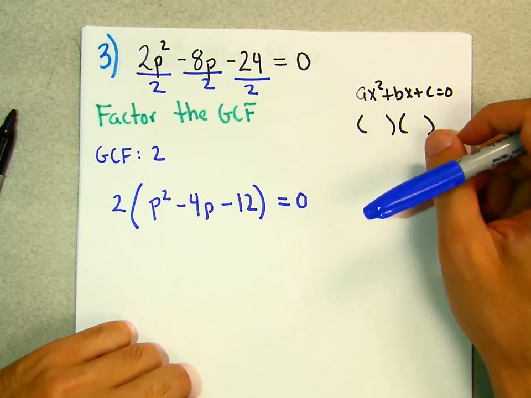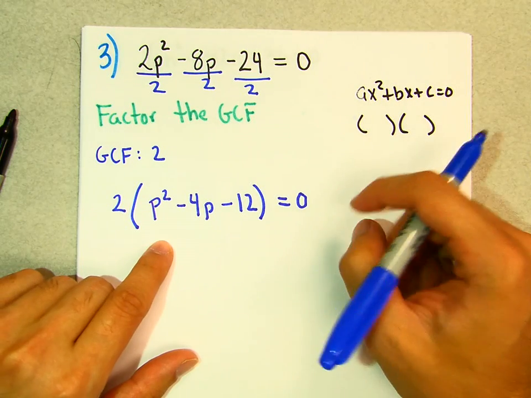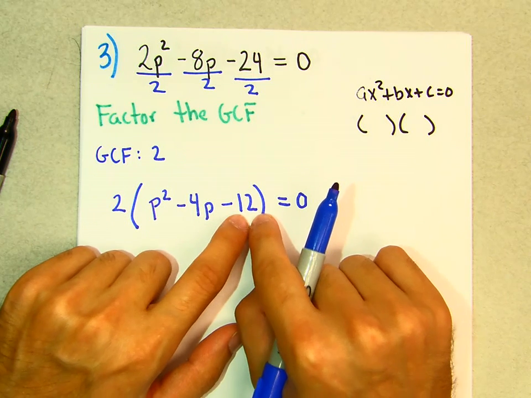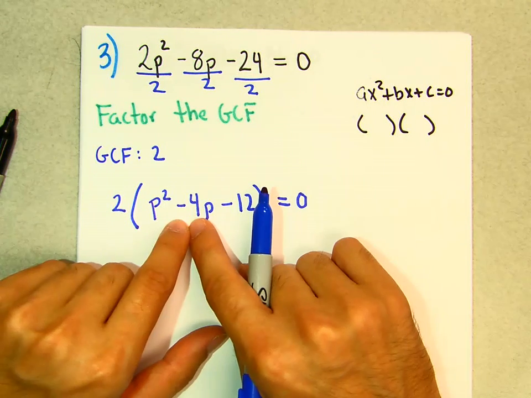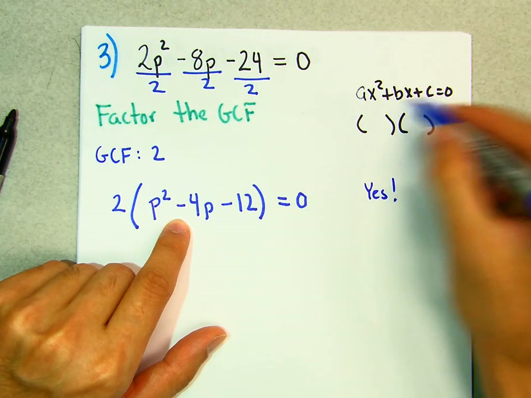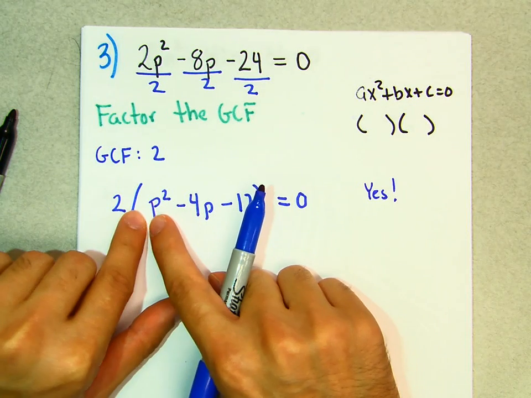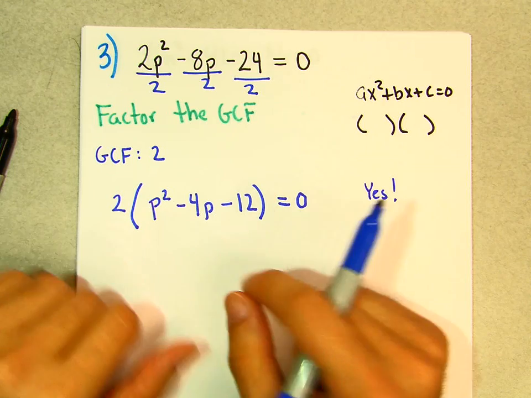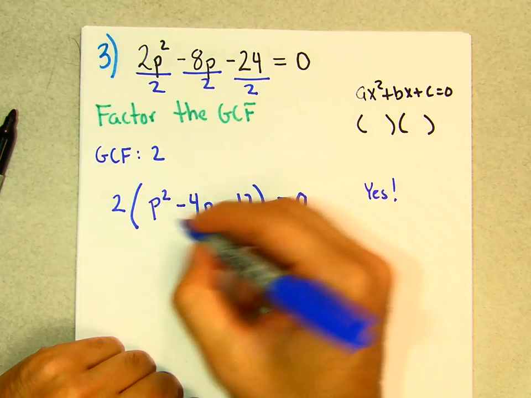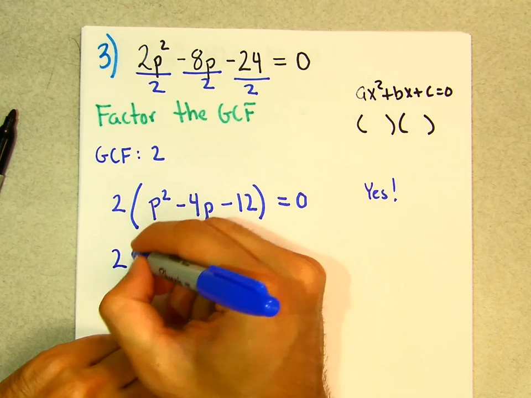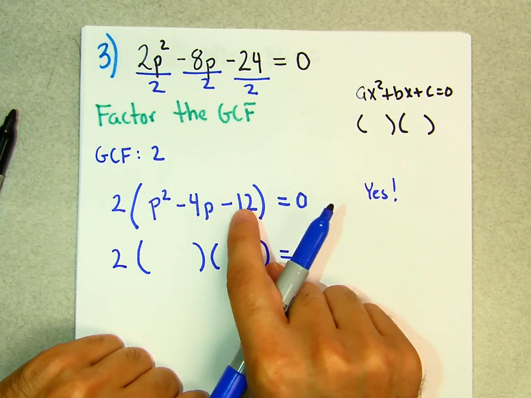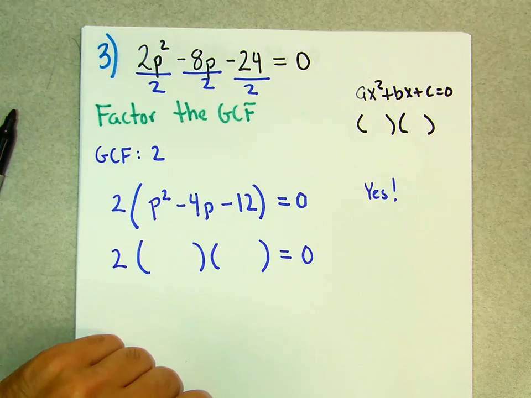Now here, can you continue forward once you have this? Can you say what two numbers when you multiply give you negative 12, but when you add give you negative 4? Yes, you can use this technique now, because the p squared is by itself. So here, what will it be? I want you to pause the video and think about it. What two numbers when you multiply give you negative 12, but when you add give you negative 4?